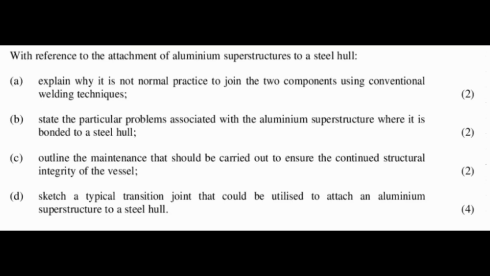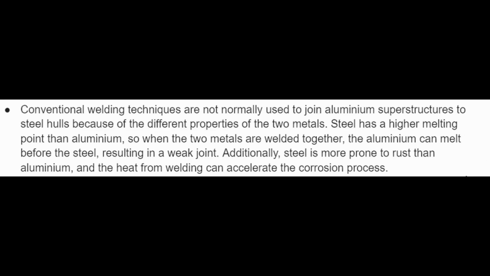D. Sketch a typical transition joint that could be utilized to attach an aluminium superstructure to a steel hull. A. Conventional welding techniques are not normally used to join aluminium superstructures to steel hulls because of the different electrical properties of the two metals.